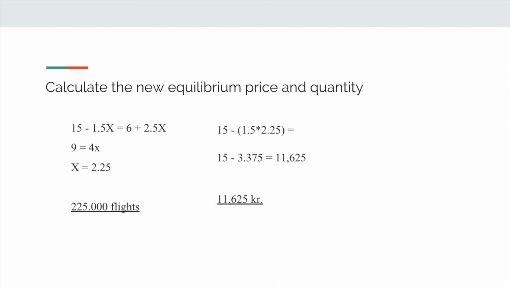Okay. To calculate the new equilibrium price and quantity, to calculate the new quantity, we need to take 15 minus 1.5x equals 6 plus 2.5x. And that gives us 9 equals 4x. So x is 2.25. And then we times that with 100,000. So that gives us 225,000 flights. And to calculate the new equilibrium price, we take 15 minus start bracket 1.5 times 2.25 end bracket, and that gives us 15 minus 3.375, and that equals 11.625. So that is 11,625 kroner.